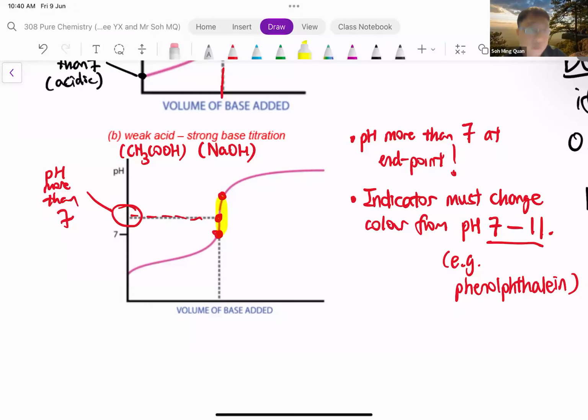So this one you don't need to memorize. The data is given to you again. But again, you need to know how to choose. Your basis for your choice must be, where does the indicator change color? The indicator changes color at the pH where the pH shoots up. Okay, you cannot choose an indicator that changes color at pH 5. It wouldn't work for this titration.